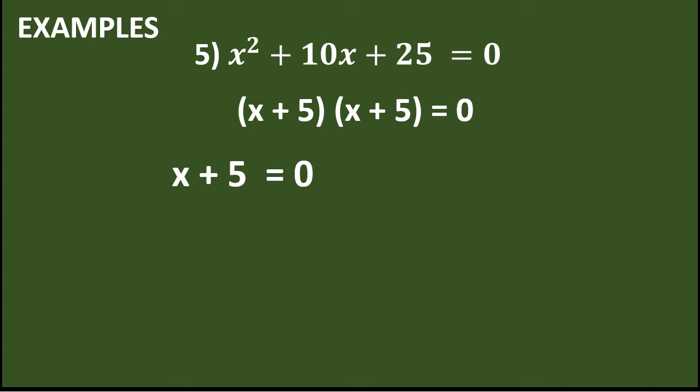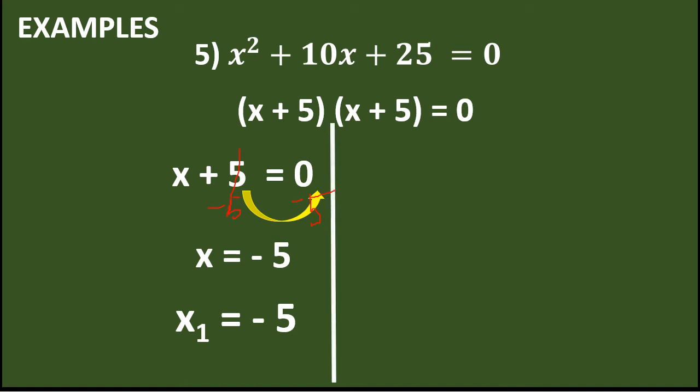Now we have to move 5 to the right side of the equation by using the additive inverse again. What is the inverse of 5? It is negative 5. So we have to add negative 5 to both sides of the equation. After that, we can cancel this. 5 minus 5 is 0. That is why our x is equal to negative 5, because 0 minus 5 is negative 5. Our x sub 1 is negative 5.